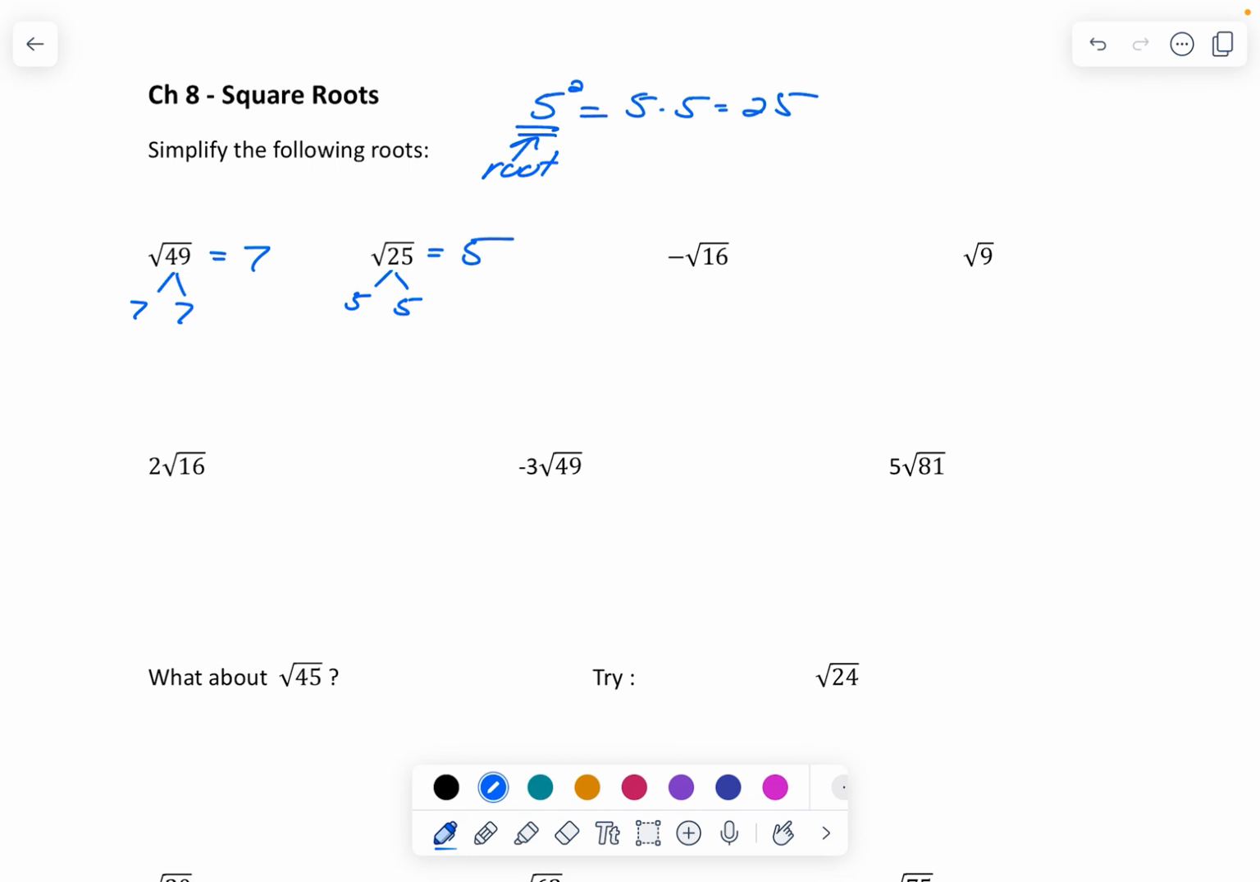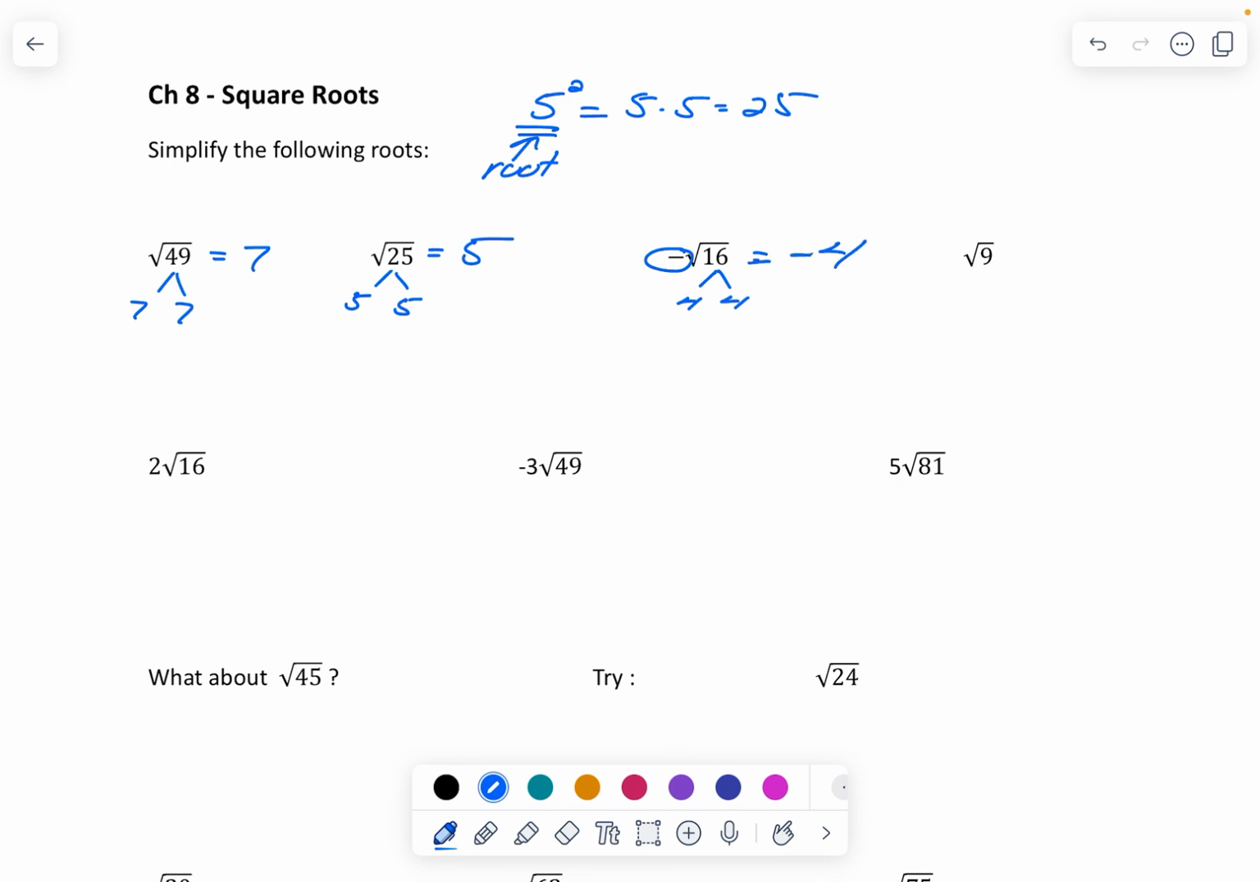Now this next one, most of you probably know that's 4 times 4. But remember, when we have a negative in front, that stays in front, okay? And so that answer is going to be -4.